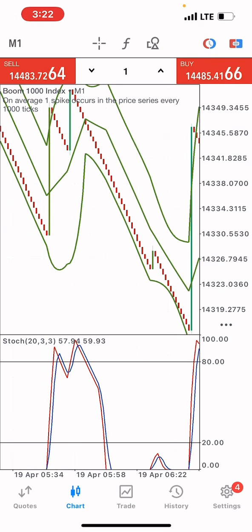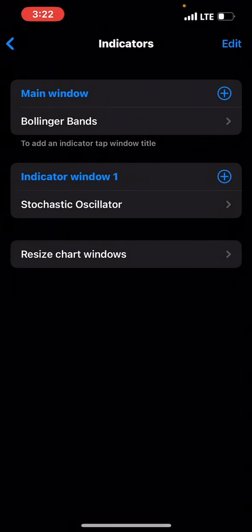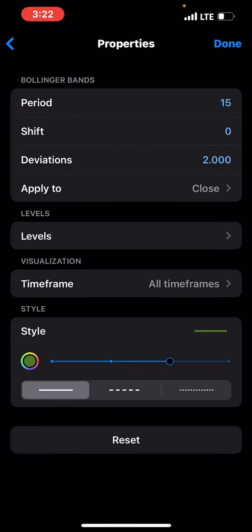First of all, I'll need us to quickly set up the strategy by adding these two indicators on our charts. The Bollinger Bands will go to the main window, while the stochastic oscillator will be in the indicator window. All right. So for Bollinger Bands, you're going to be using a period of 10, shift 0, deviations 2. Once you input 2 there, it will automatically give you the 2.0s and all of that.